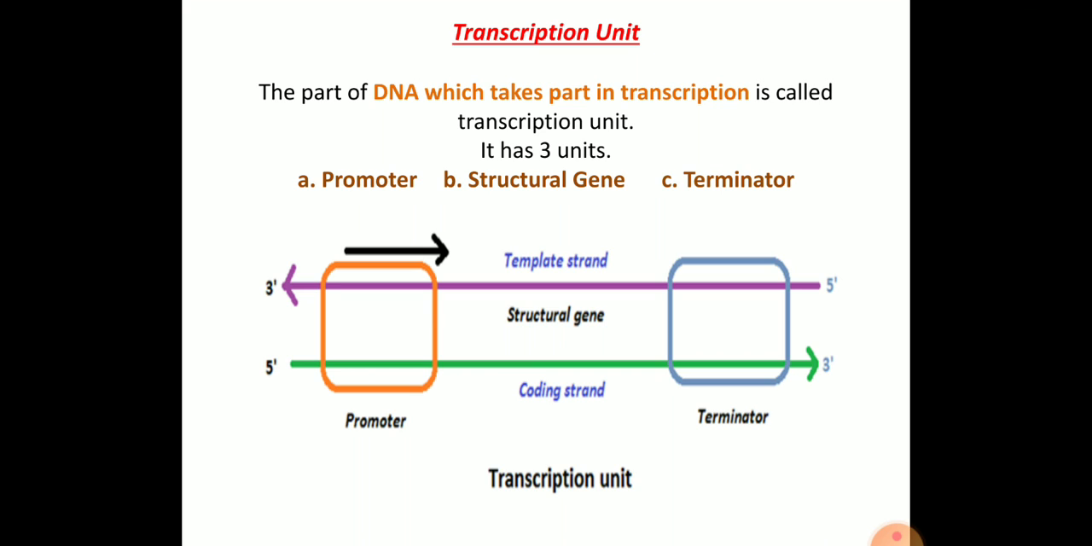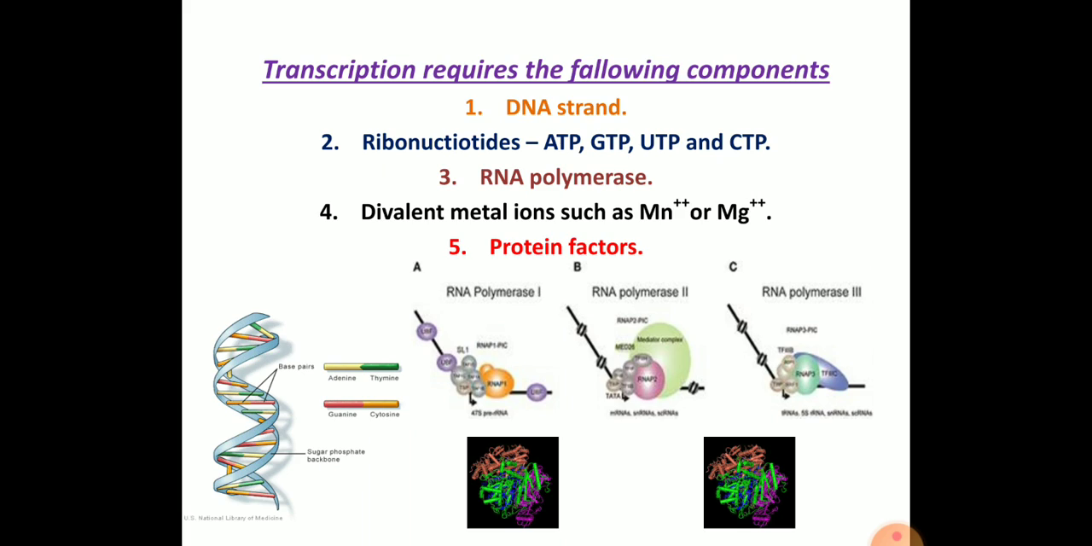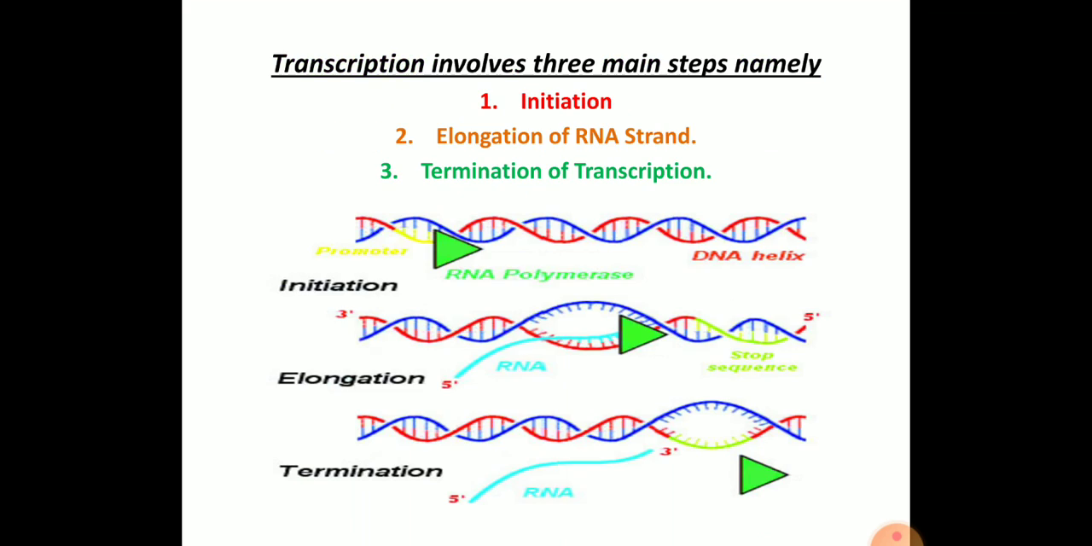This transcription has two important steps in eukaryotes as well as in prokaryotes. So for transcription, what are the requirements? A DNA strand should be there, and ribonucleotides, that is ATP, GTP, UTP, CTP, and RNA polymerase, a very important enzyme, and divalent metals, that is Mn and Mg. Either both, or it can be neither of them, and protein factors. So these are all the requirements for transcription.